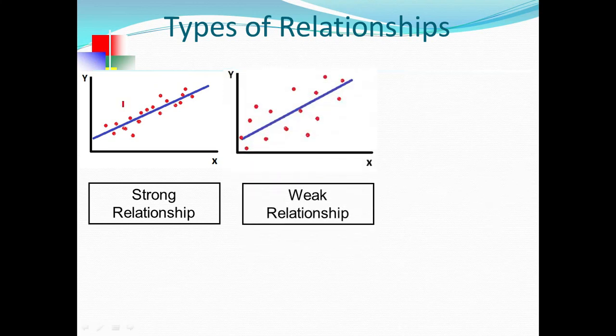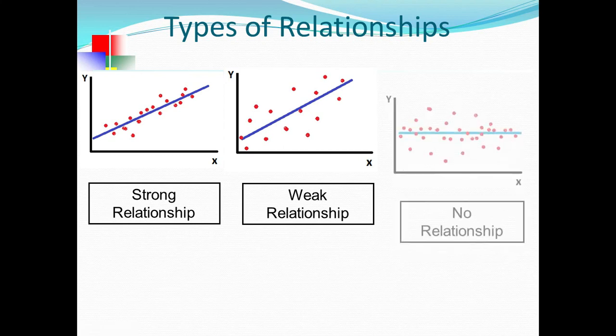The second type of relationship is a very weak relationship. For example, here each of the data, the red ones, is spread out. The data are far away from the average line, the blue line here. Each of the data is far away from the regression line, meaning that the variation is relatively big compared to the first diagram here. So because of that, the relationship is weak.